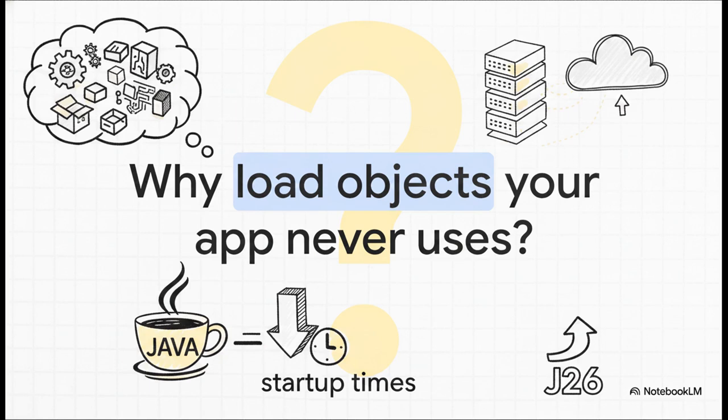Think about this for a second. Why load objects your app never uses? It sounds crazy, right? But in traditional Java, class constants are created the moment the class gets loaded, regardless of whether your application actually needs them at that exact moment. It wastes memory and drags down your startup times.